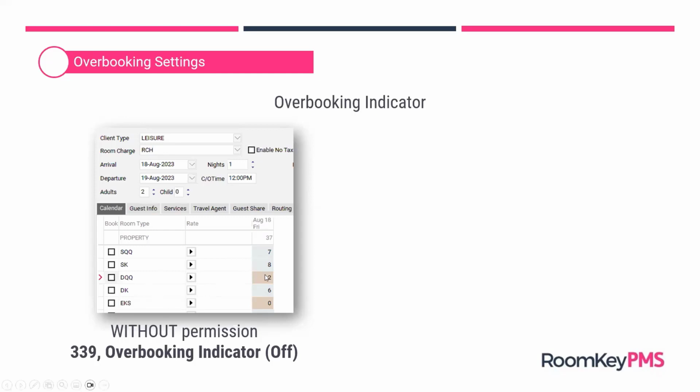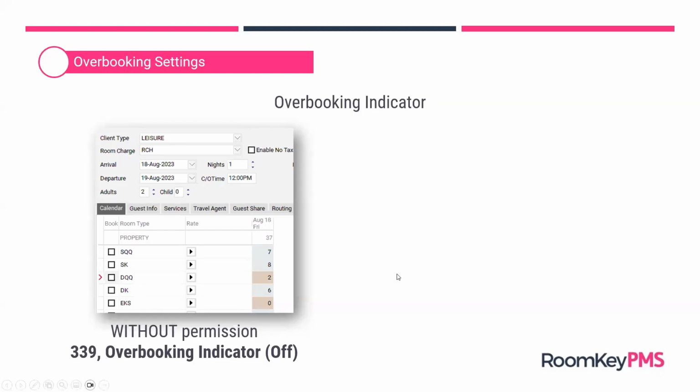Now, what you'll see here is that the indicator itself is this background color on the inventory calendar, on the calendar when you're making a booking. Here for the DQQ room type, I can see that 2 rooms appear in inventory, but the overbooking indicator, this background color, is indicating that that is part of the overbooking limit. You'll notice here below where the EKS room type appears, that appears as 0.